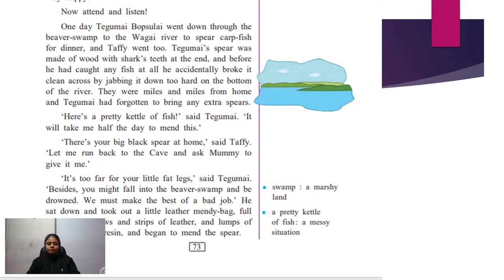And be drowned. We must make the best of a bad job." He sat down and took out a little leather mending bag full of reindeer sinews and strips of leather and a lump of beeswax and resin, and began to mend the spear.